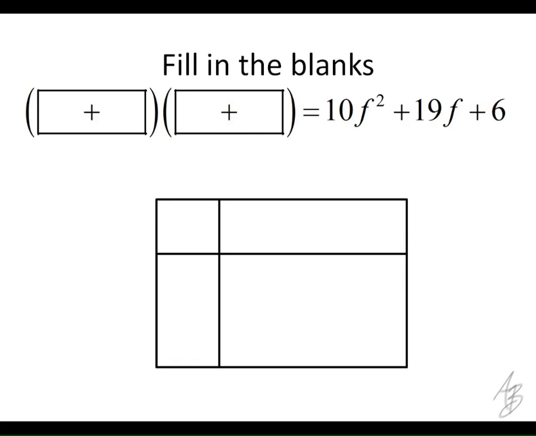All right, so let's do the same thing here. This one should go a little faster because we know what to do now, right? So the first thing I'm going to do is I'm going to fill in all the areas that I know. So what areas do I know so far? Yeah, I know the top left one is going to be what? 10f squared. And the bottom right one is 6.